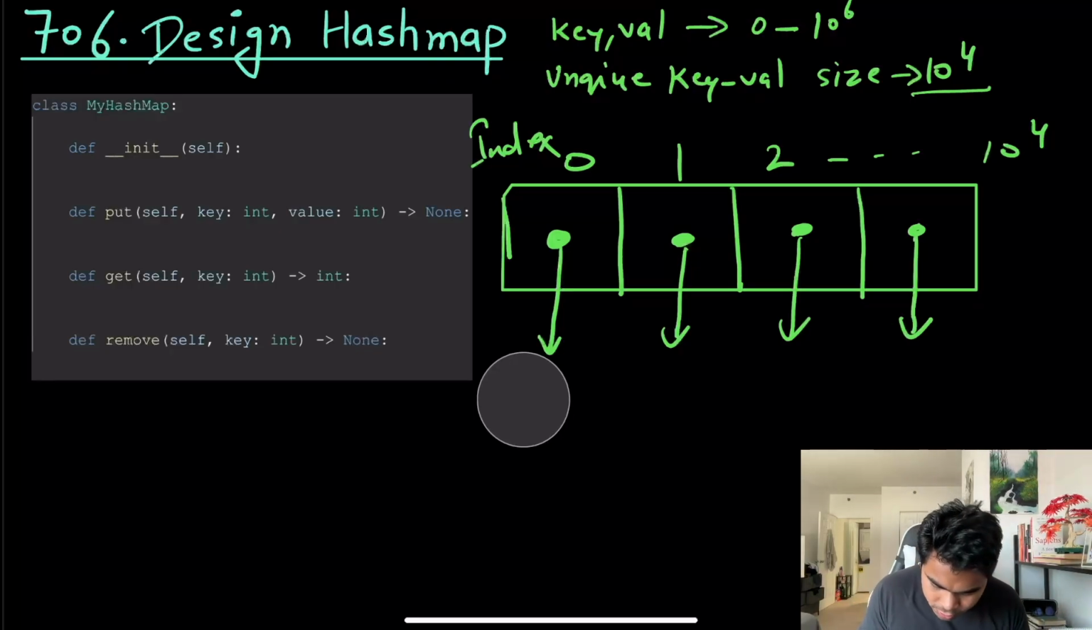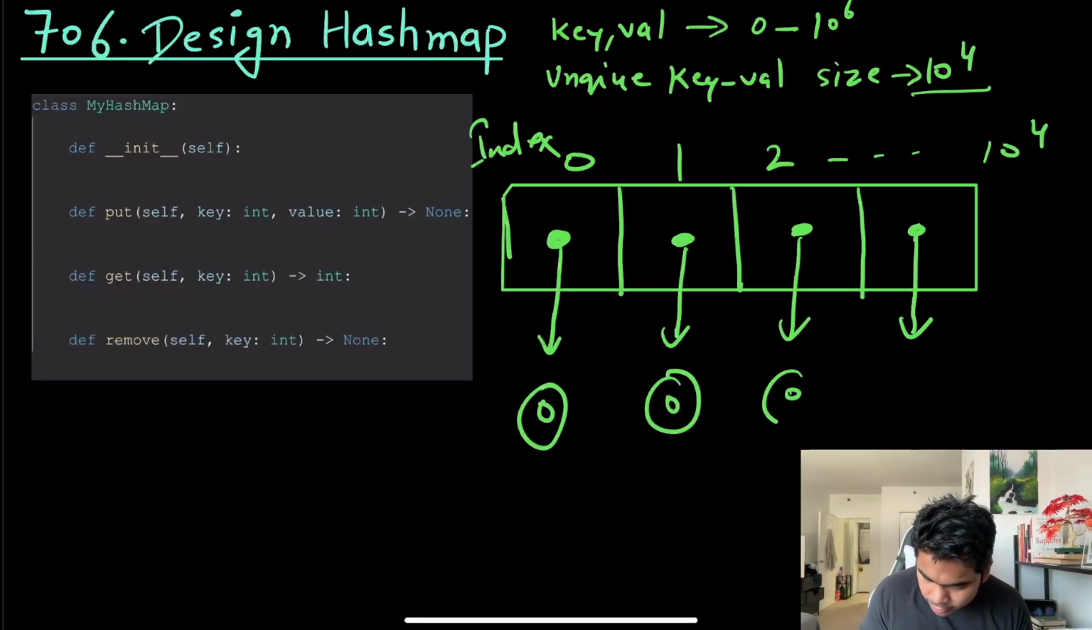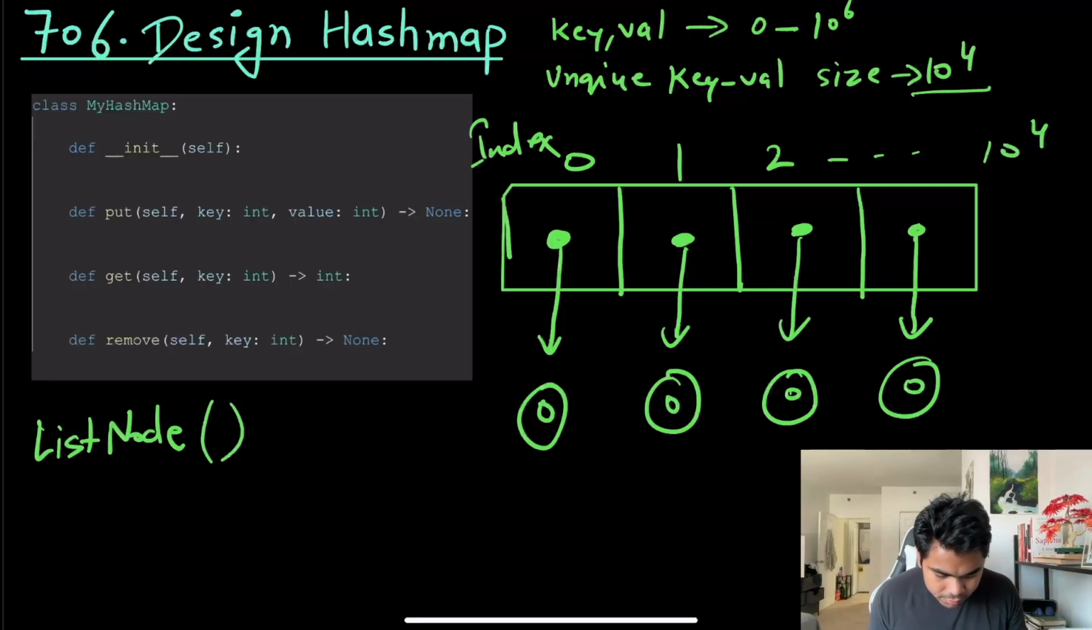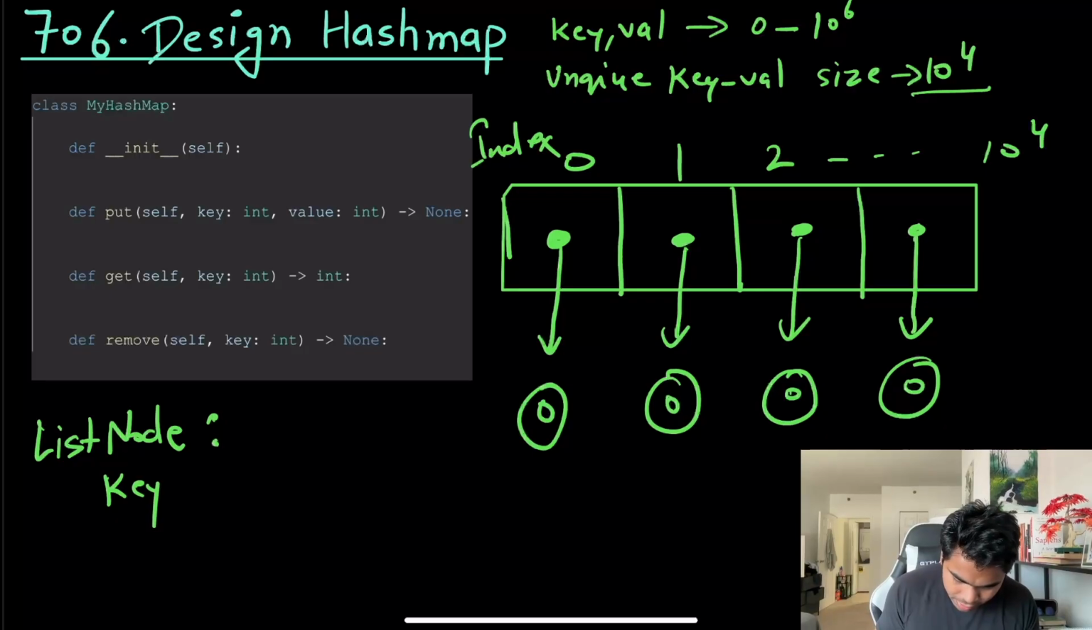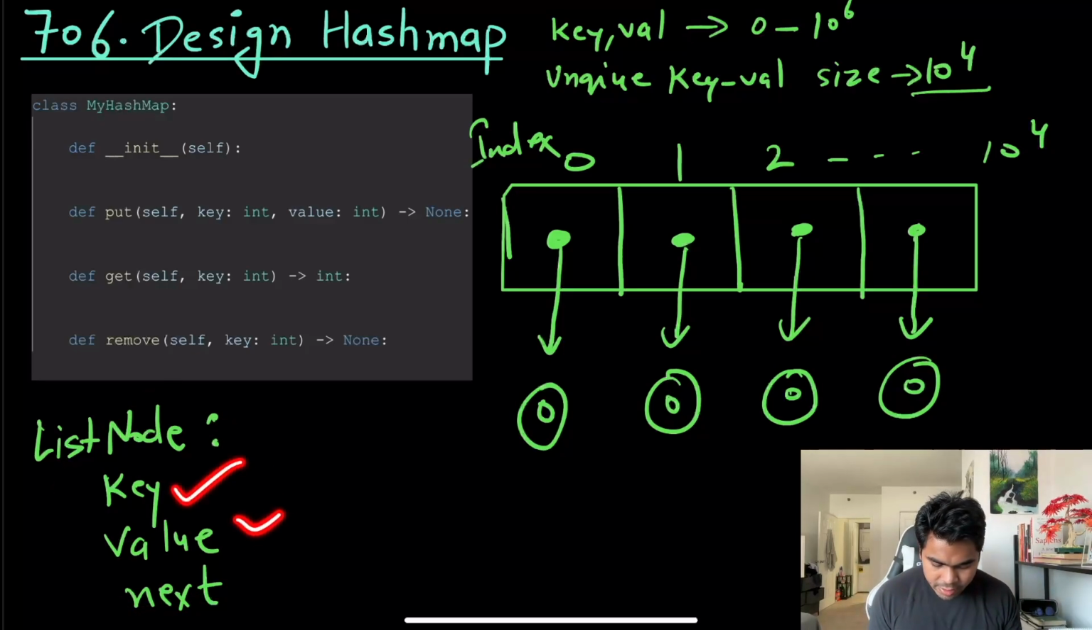So I will create a list node. I can create a dummy node right here. So this will be a dummy node with 0 value. I will create a list node class. The list node class will have a key, a value, and a next pointer. So these are the attributes of list node: key, value, and next pointer.